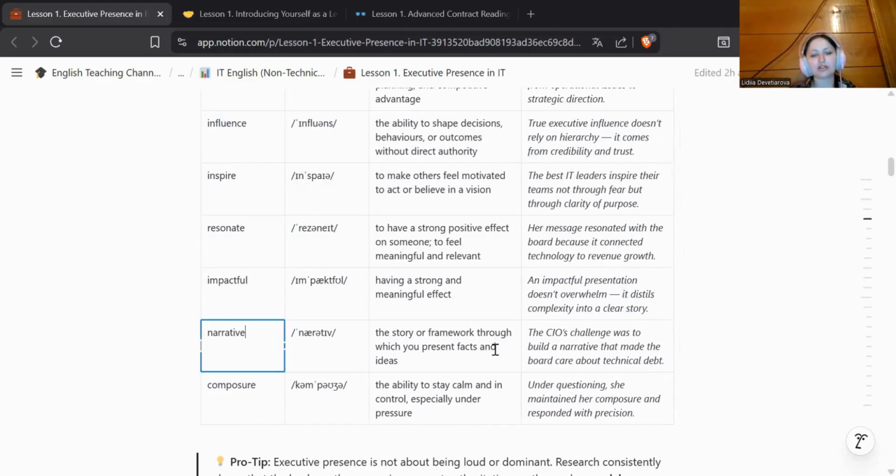Narrative. The story or framework through which you present facts and ideas. The CIO's challenge was to build a narrative that made the board care about technical debt. Composure. The ability to stay calm and in control, especially under pressure. Under questioning, she maintained her composure and responded with precision.